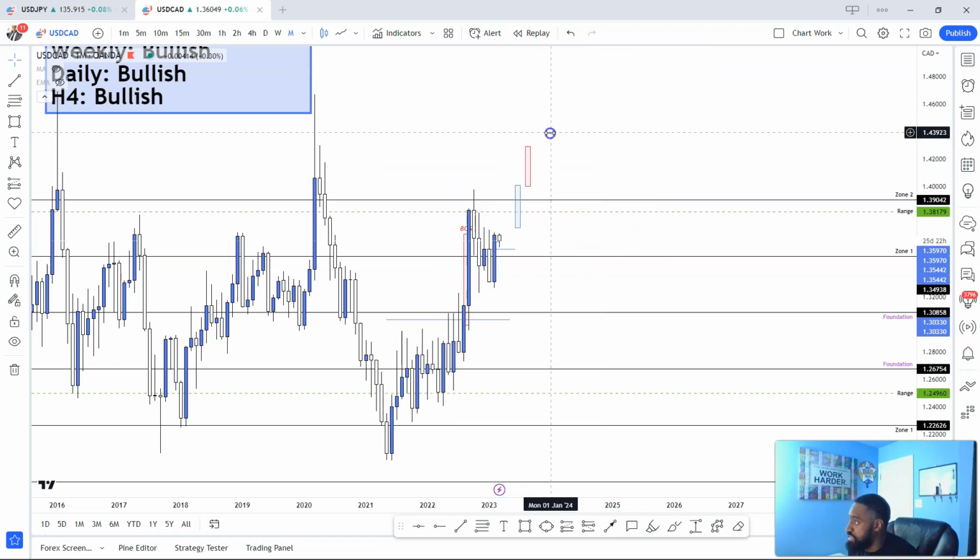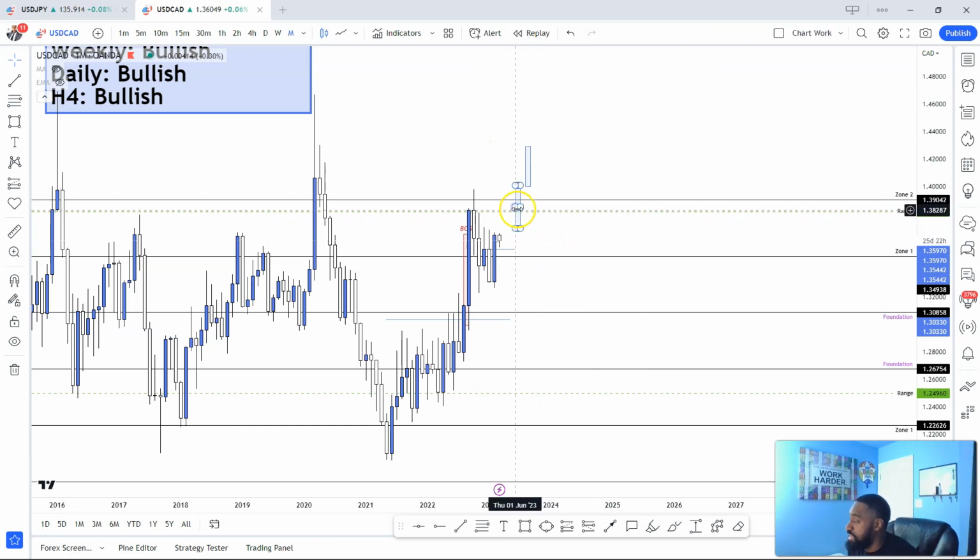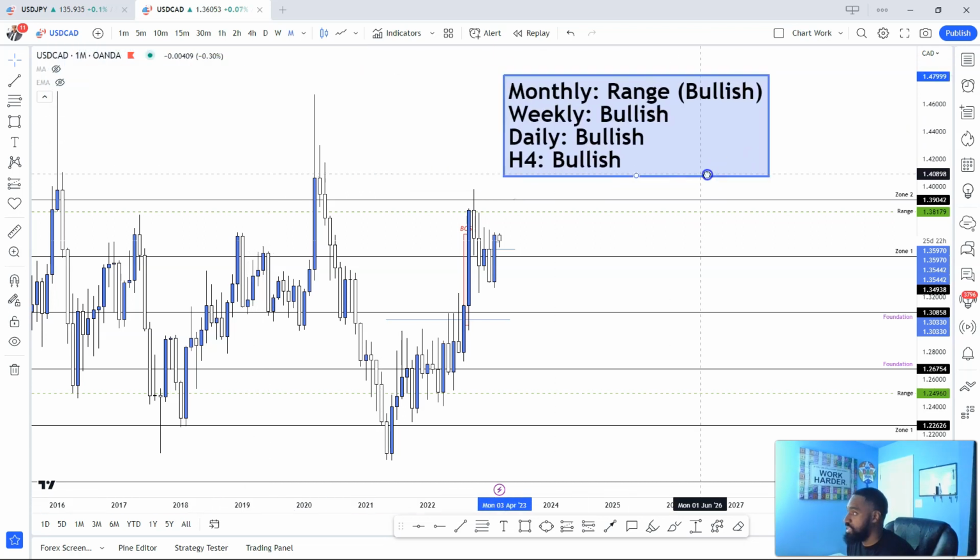A break is two strong candles, one either on that horizontal line or zone, and the next one protruding past it. It can't be a wick like that. That's a test. It has to be two strong, nice candles protruding past it, and then once you go to the lower time frames, you'll notice that price is making higher highs and higher lows. That's what you want to see. But definitely I would leave monthly as a range, but still bullish.